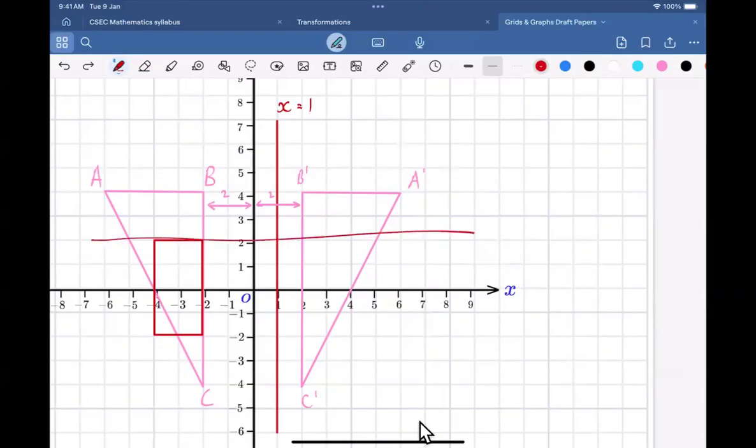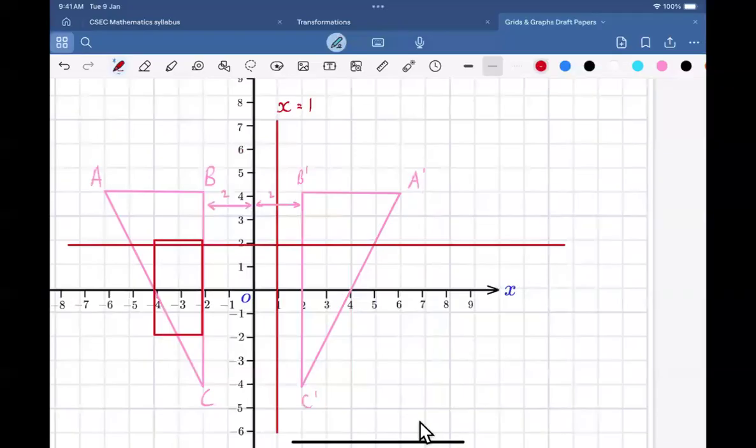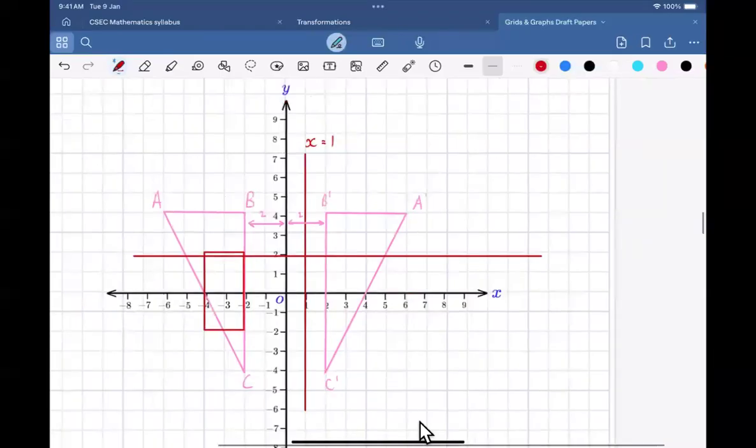Tell me, what is the equation for this line? Wait, let me make sure it's passing through 2. What's the equation for that line then? It's passing through what value? That 2 is a y value or x value? y. Right, so that's y is equal to 2. You understand? Cool. So in this question, we're gonna reflect it about x is equal to 1.